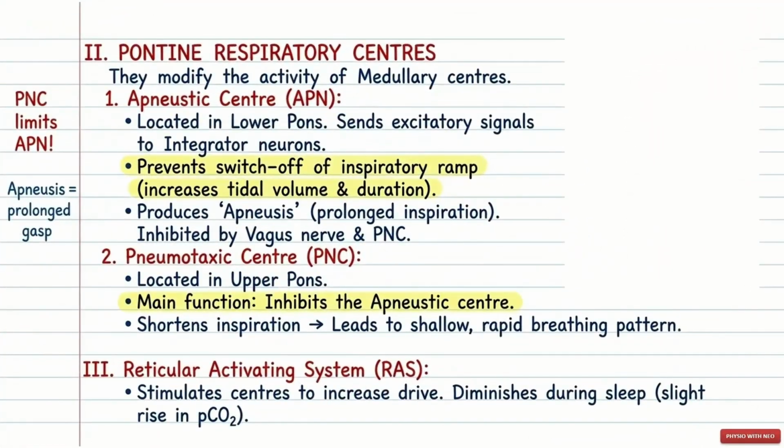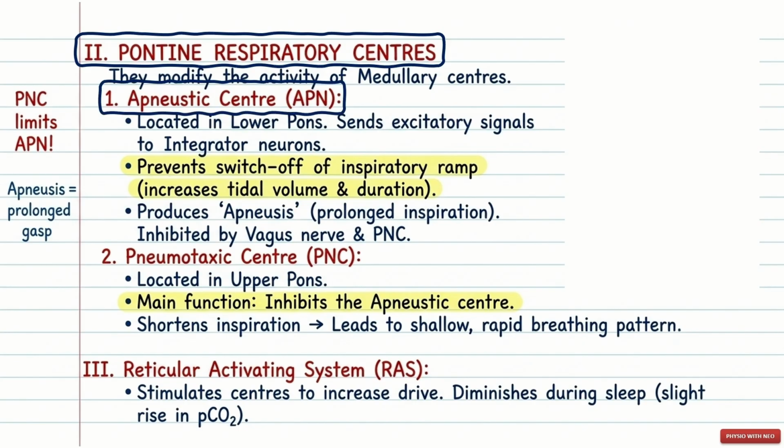After medulla, we move upwards to the pons, that is the pontine respiratory centers. Here we have two respiratory centers, one is apneustic center and the other is pneumotaxic center. This is the part where most of the students confuse themselves, but I will clear it in 10 seconds. Apneustic center. Remember, apneus for accelerator. It acts like an accelerator, whereas pneumotaxic center acts like a brake.